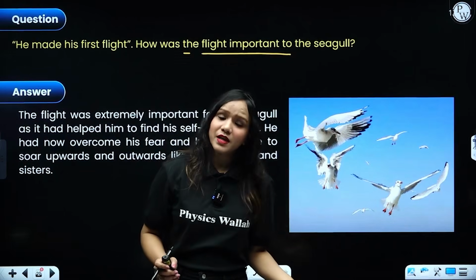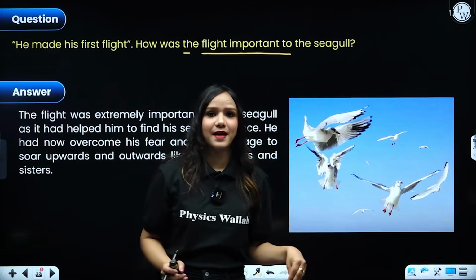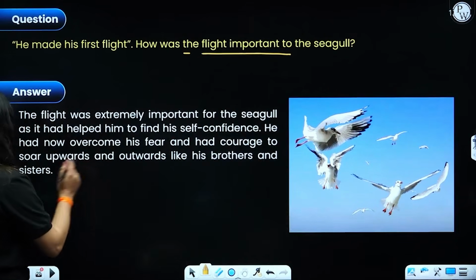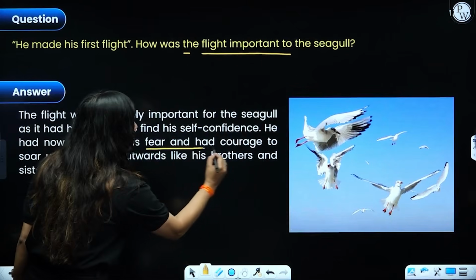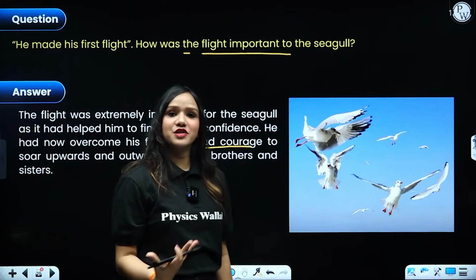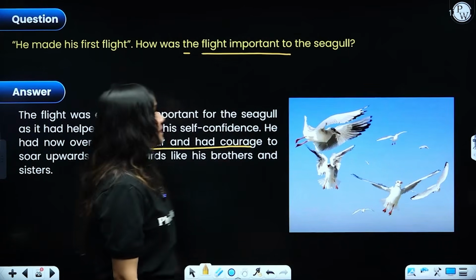So he was underconfident and he could not gather that courage, right? What happened the moment he took flight? He became courageous and he began to soar high.